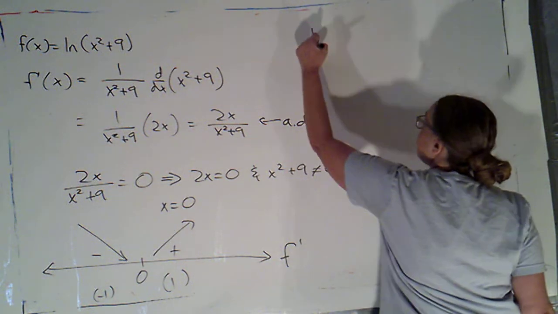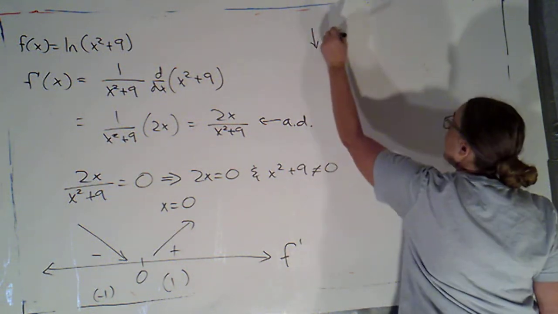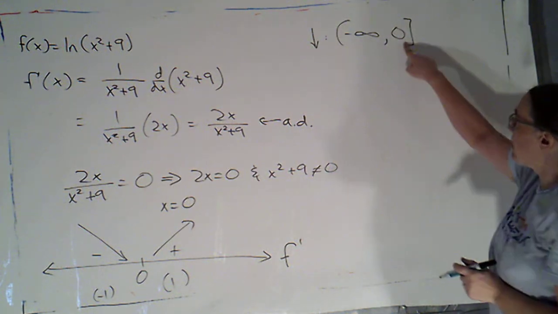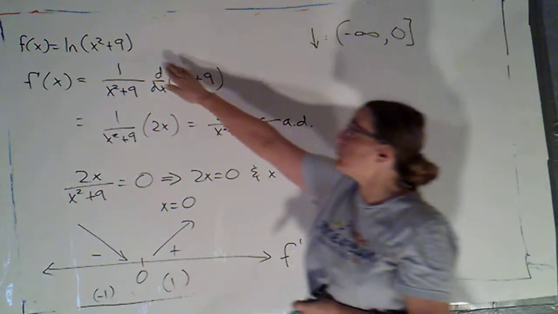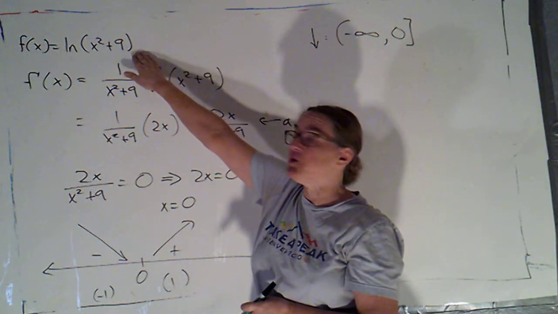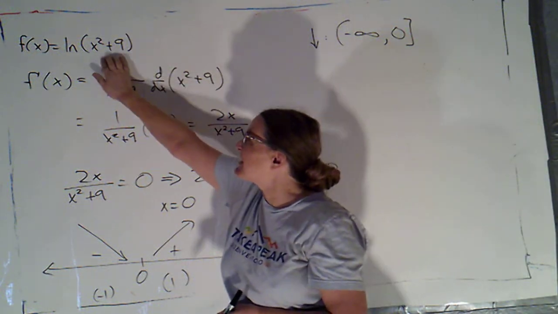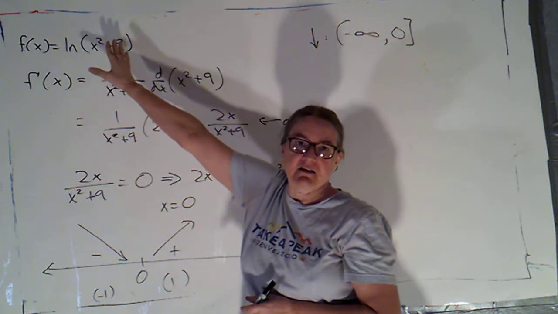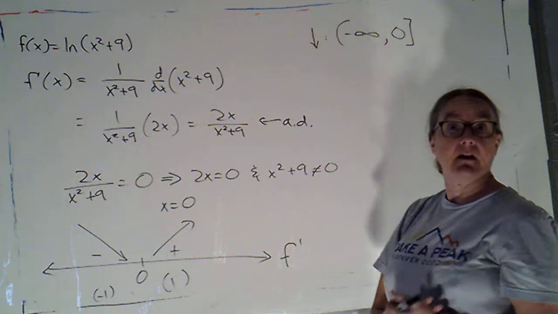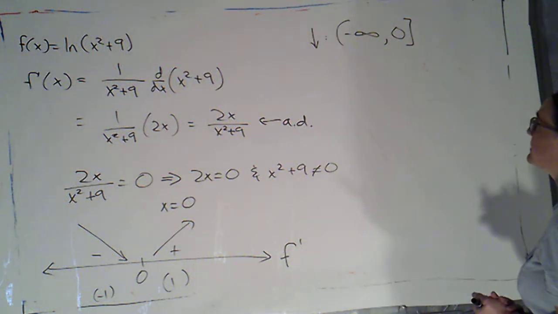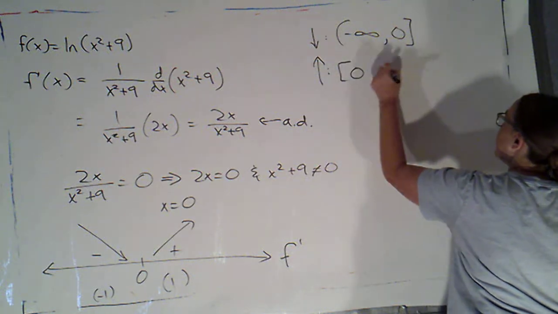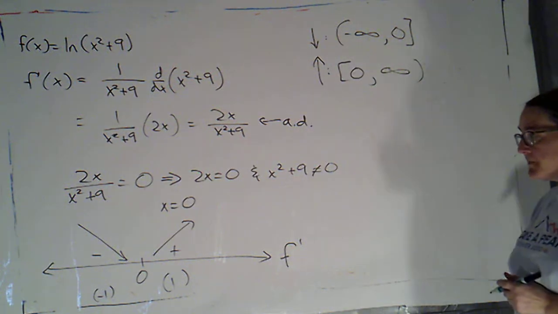So I can say that f is decreasing on the interval from -infinity to 0. I get to throw in that finite endpoint because my original function was continuous. And I know it's continuous because that's a polynomial, and the natural log function is continuous, and I just combined them via composition. So what I built is also continuous. We're increasing on the interval from 0 to infinity.